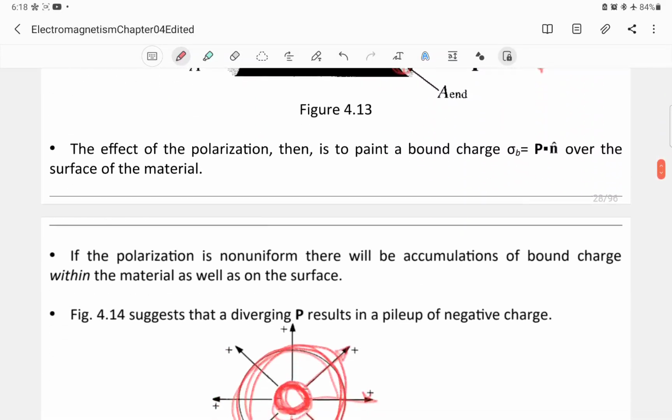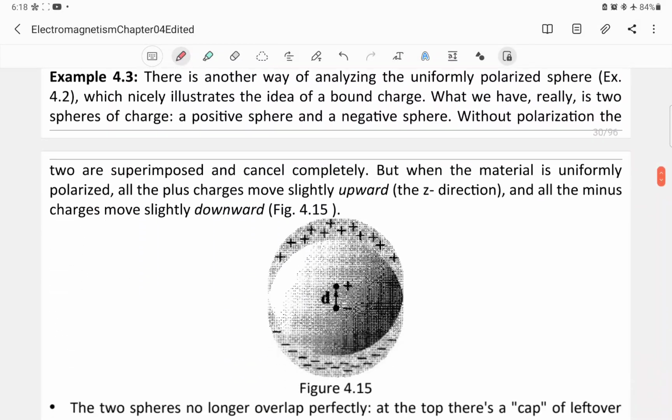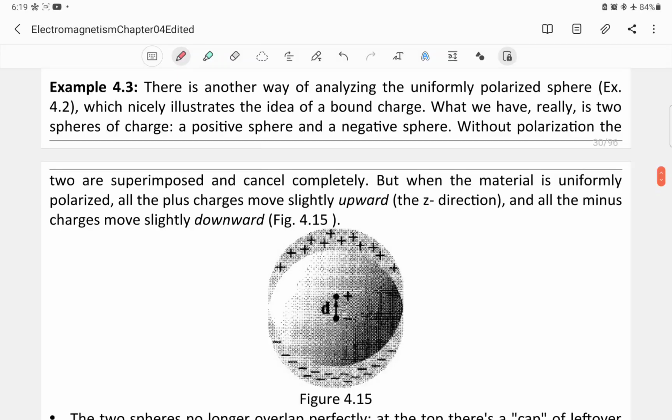Now let's look at an example. There is another way of analyzing the uniformly polarized sphere, the supposedly uniformly charged sphere in chapter 3, but now we have a dielectric. This nicely illustrates the idea of a bound charge. What we have really is two spheres of charge, a positive sphere and a negative sphere. Without polarization, the two spheres are superimposed and cancel completely.